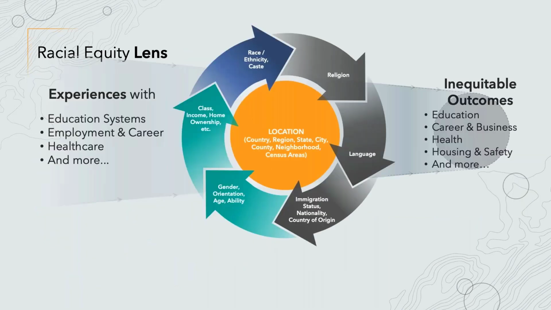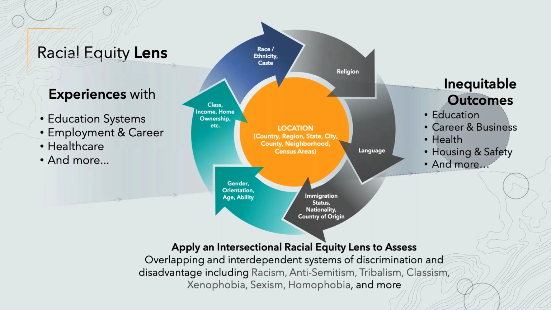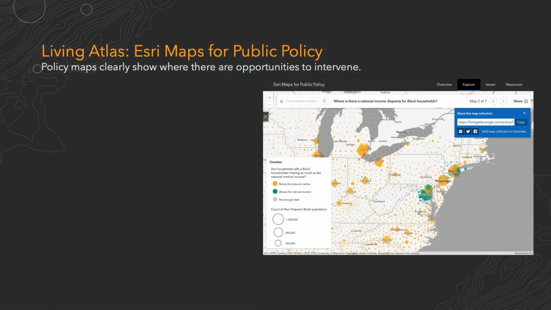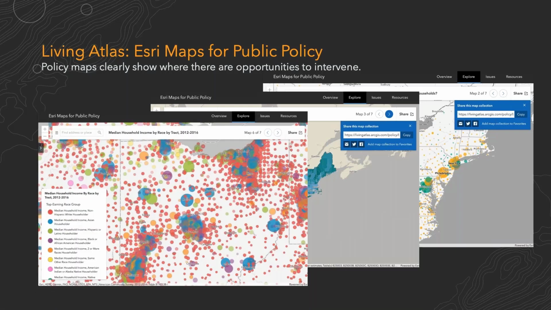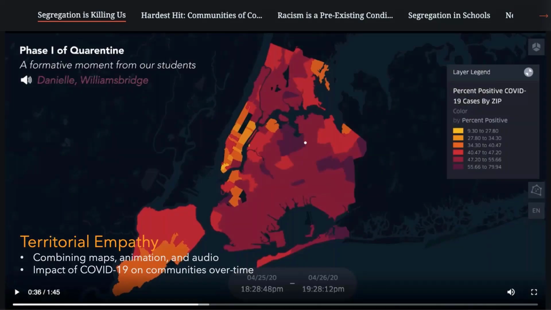And we provide resources and guidance to help folks apply a racial equity lens to assess overlapping and interdependent systems of discrimination like racism, tribalism, xenophobia, homophobia, and so much more. In fact, Esri provides access to a lot of spatial data to help organizations explore, understand, and confront these issues. Like how the W.K. Kellogg Foundation used spatial data to assess Black women's access to health care in New Orleans, and how Territorial Empathy in New York used maps, animations, and audio to show the impact of COVID-19 on communities over time.